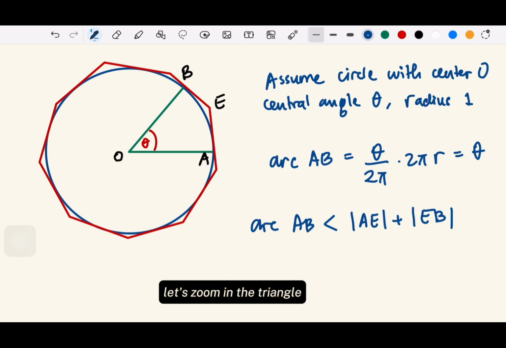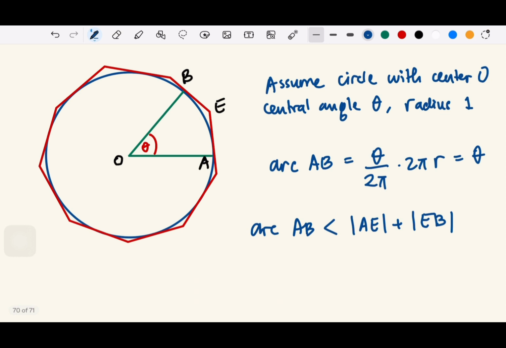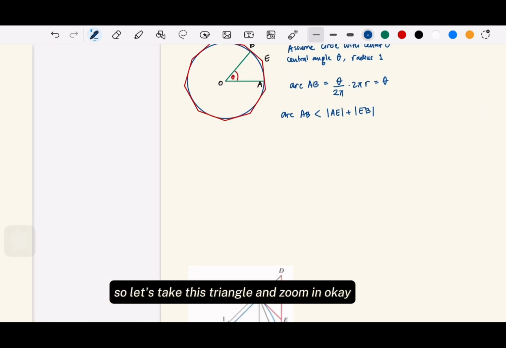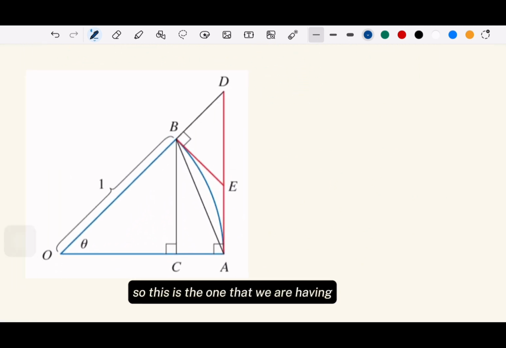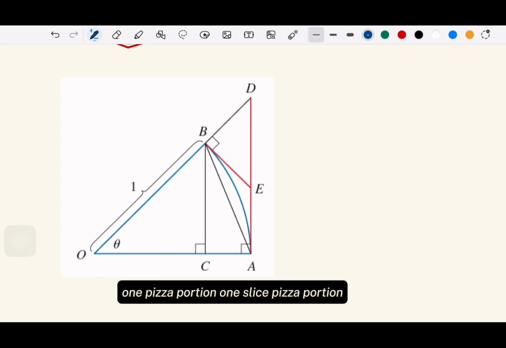Let's zoom in the triangle. It's actually a straight line like that, but let me show you what it should be. So let's take this triangle and zoom in. So this is the one that we are having. The radius is 1, and this is one pizza portion, one slice, with angle theta.